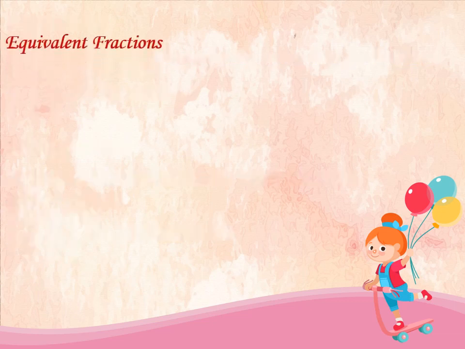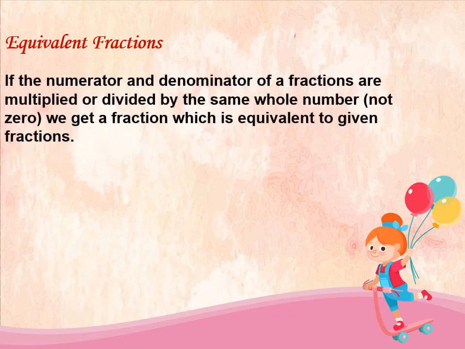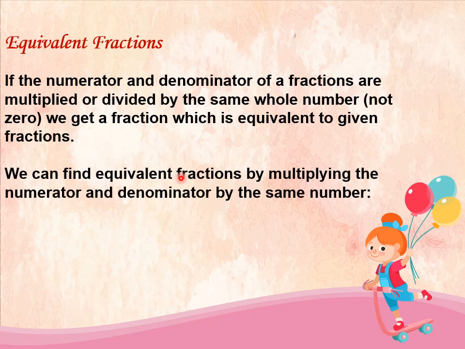So next is equivalent fractions. What is an equivalent fraction? If the numerator and the denominator of a fraction are multiplied or divided by the same whole number, not zero, we get a fraction which is equivalent to the given fraction. What we have to do is multiply or divide by the same number in the numerator and denominator, so we will get an equivalent fraction. So we can find equivalent fractions by multiplying the numerator and denominator by the same number.